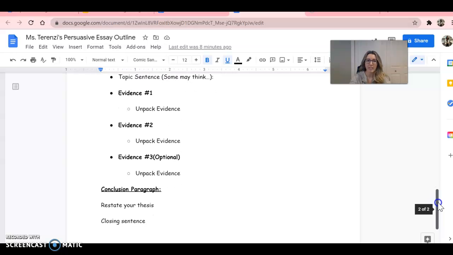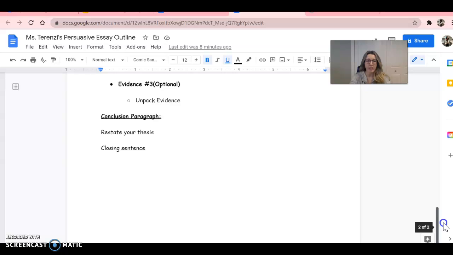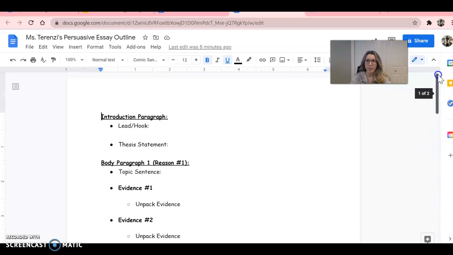Remember, for that one, you only needed 2 pieces of evidence. The third piece was optional. Then finally, you're going to have your conclusion paragraph, which is where you will restate your thesis and come up with a closing sentence. So for today, what we want to do is we are going to be filling out the lead, hook, the thesis statement, and your topic sentences for your body paragraphs.